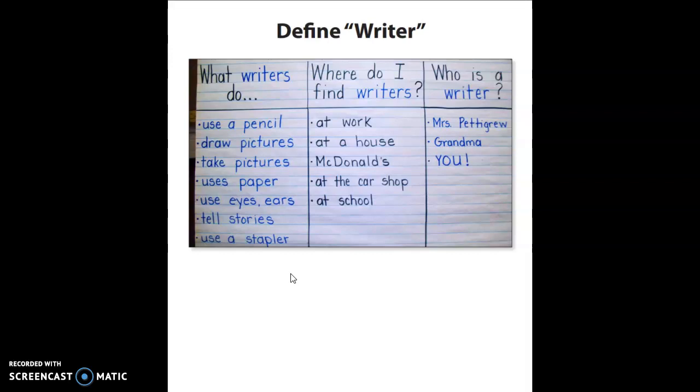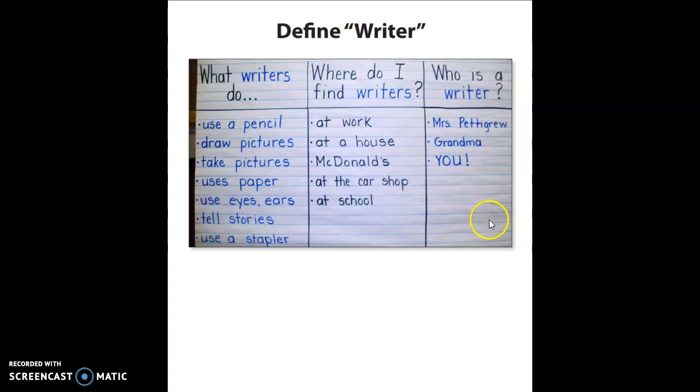You are a writer. Your mother and father are writers. Everyone is a writer. And that's our last question. What do writers do? Where do I find them? And who is a writer? Every single person is a writer. As long as you know how to draw or write, you're a writer. Even if you have a little brother or sister and they just tell you a story, they're also a writer because they're telling you a story. Writers are all around you.